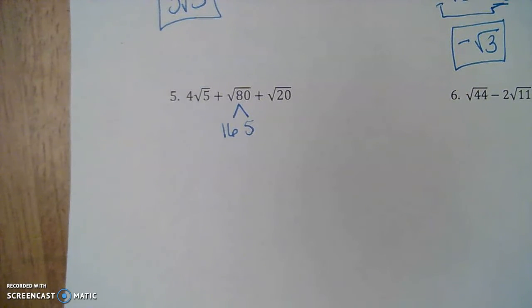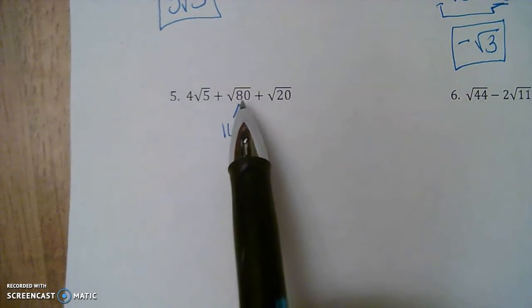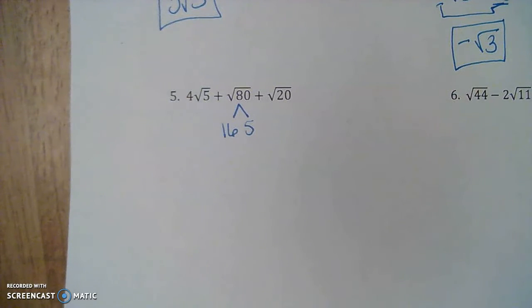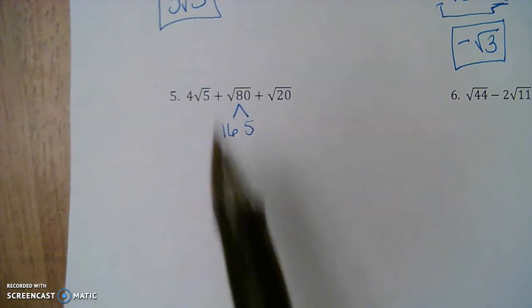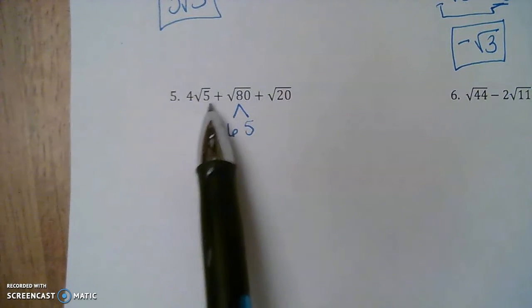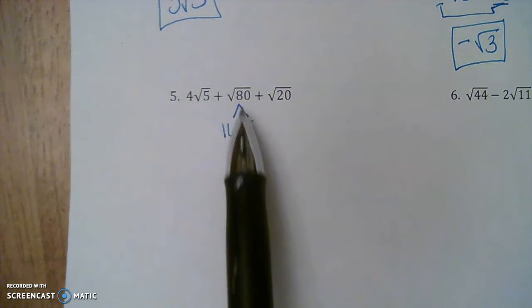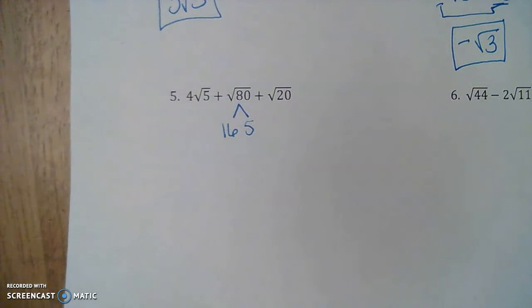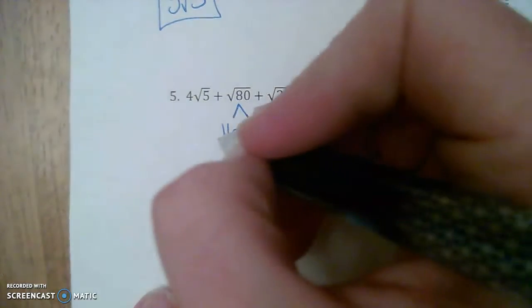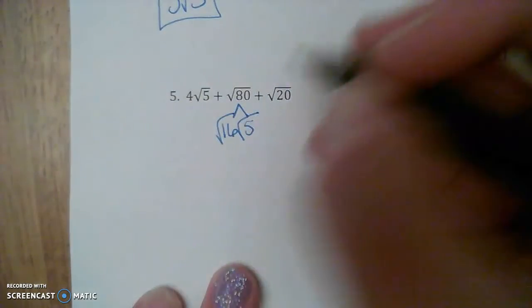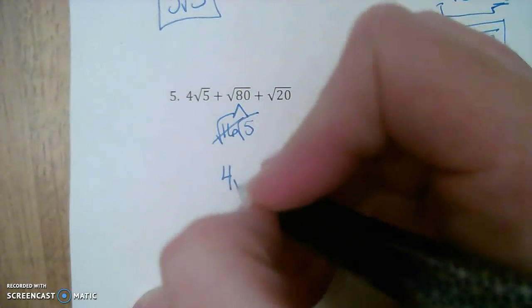So again, you want to keep trying. You can always just start with your perfect squares. If you do 80 divided by 4, you're going to get 20 though, so you're going to have to keep breaking it down. So that's why it's helpful to see, oh, that 5 is in there, so hopefully 80 is divisible by 5, and it is. Square root, square root. The square root of 16 is 4, square root of 5.